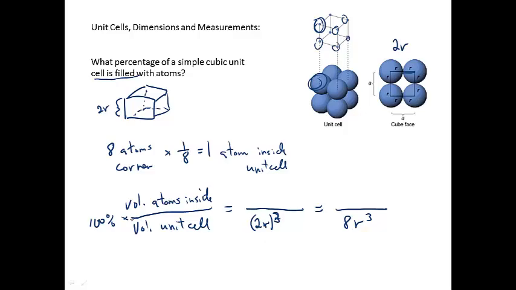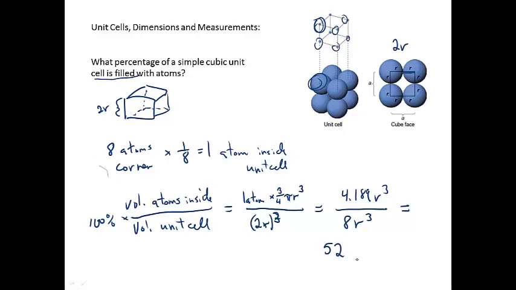The volume of the atoms inside the unit cell is 1 atom times the volume of an atom, and the volume of a sphere is 4/3 pi r cubed. So that becomes 1.333 times 3.1415, which comes out to 4.189 r cubed. So the percentage is that times that fraction times 100.